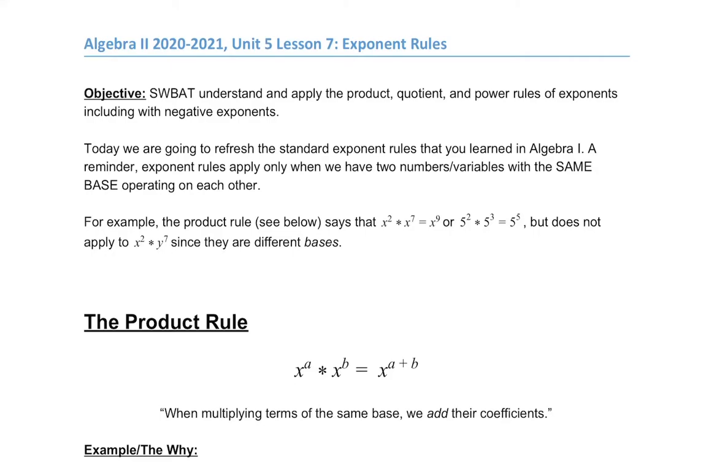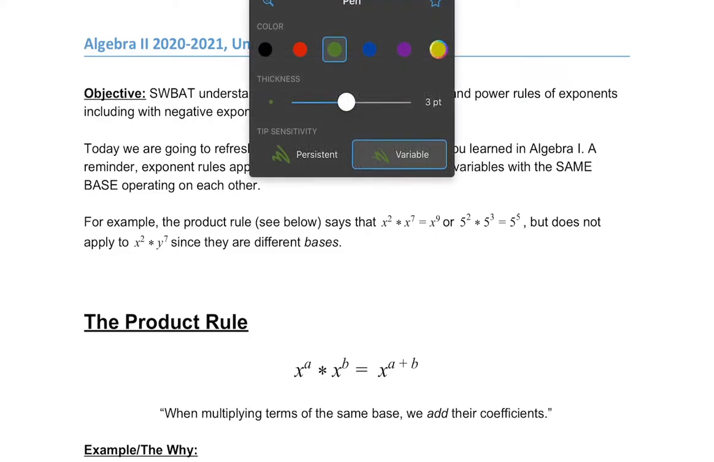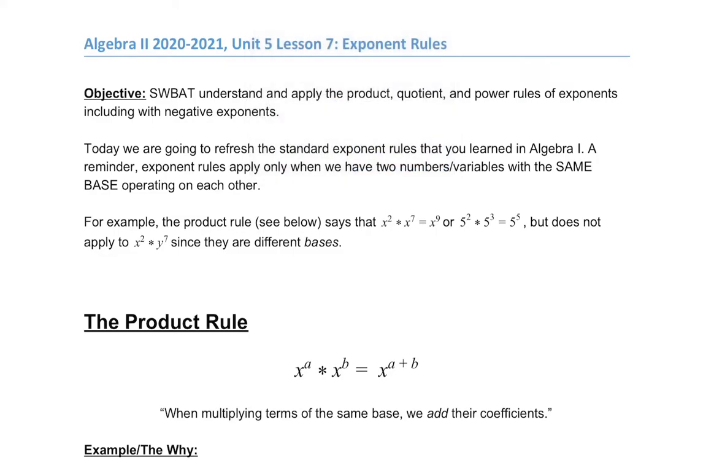All right, here we go. Unit 5, Lesson 7. We're moving on to a new topic. We're going to be talking about exponent rules. Today should be mostly a review of exponent rules that you know from Algebra 1, hopefully with a lot of additional context to help you really understand them rather than just memorizing the rules.